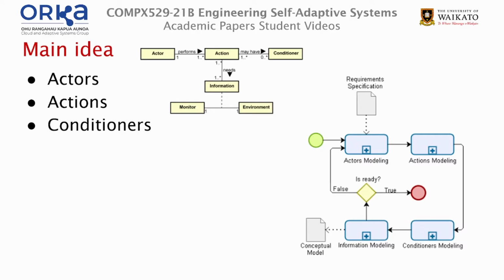Third is conditioners. Conditioners are restraints applied to actors and can be obtained by reading after actions in the specification to find any clauses that restrict how the action may be taken. Then, classes are made for them, and they're linked to their actions. Lastly, we have information. Information is modeled as a relationship between a monitor and an environment and is tied to actions to inform their decisions. So let's briefly look at an example.